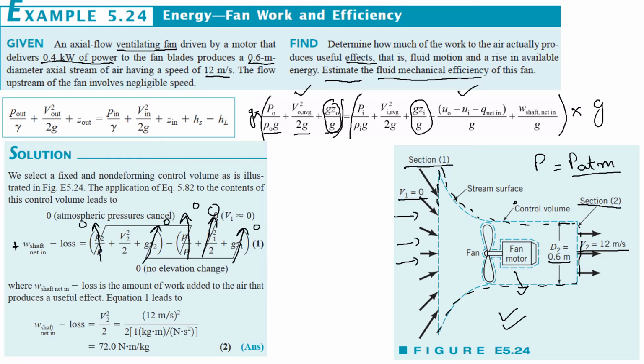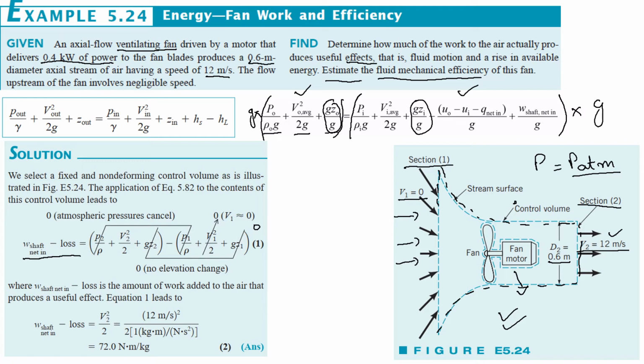So what we are left with is this term, that is V2 square by 2. We know the velocity at the exit. So what we can do is find this term, that is the work done by the shaft on the fluid including the losses. This is the actual work that is being done on the fluid in this particular case.